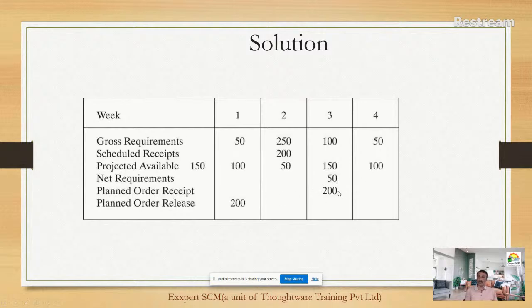So though we need only 50, here MOQ is 200, so we are placing an order for 200 to arrive at week number 3, but we have a lead time, so we are going to do this 2 weeks earlier. So in week number 1, we are going to order 200 for delivery in the third week. So now we have a net balance of 150. In week 4, you need only 50, and still the balance is 100.